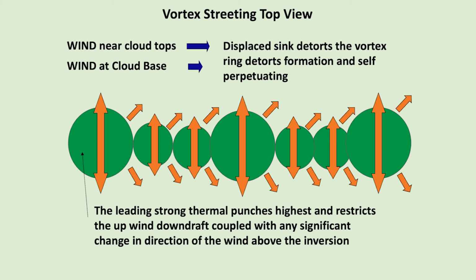So the leading strong thermal punches the highest and restricts the upwind downdraft, coupled with any significant change in direction of the wind above the inversion. So displacing sink distorts the vortex ring, distorts the formation, and the system becomes self-perpetuating.